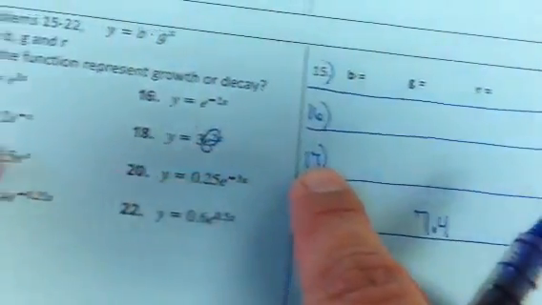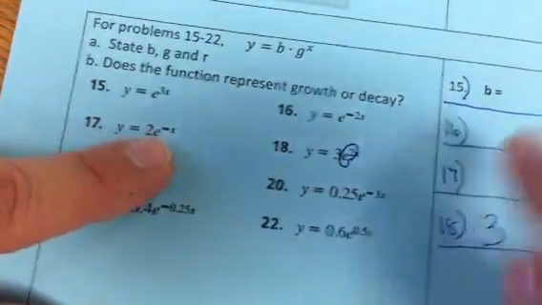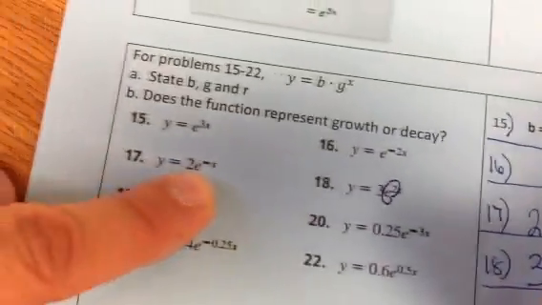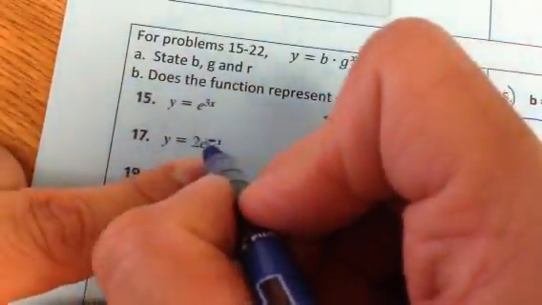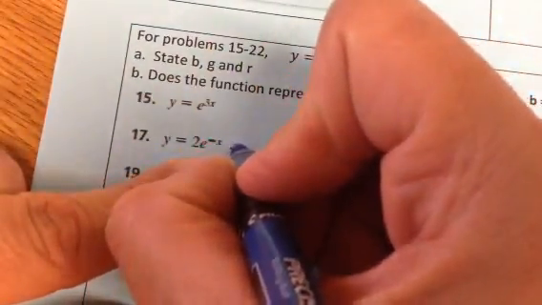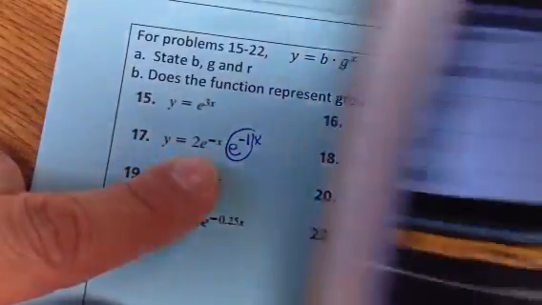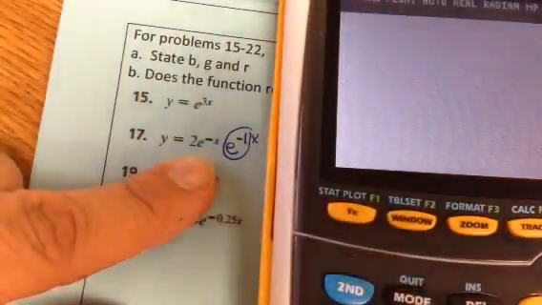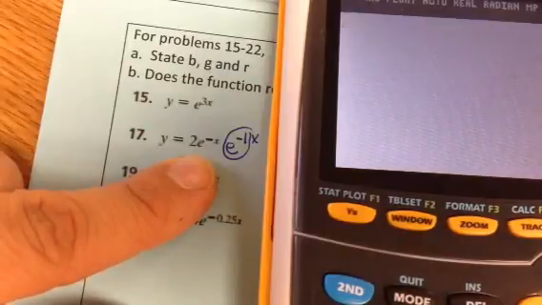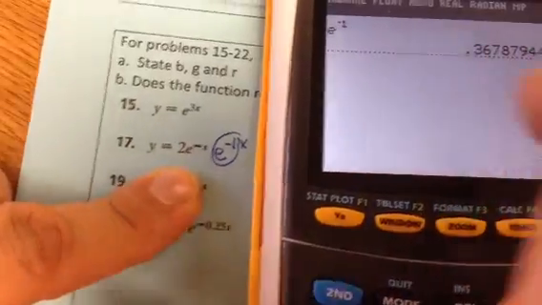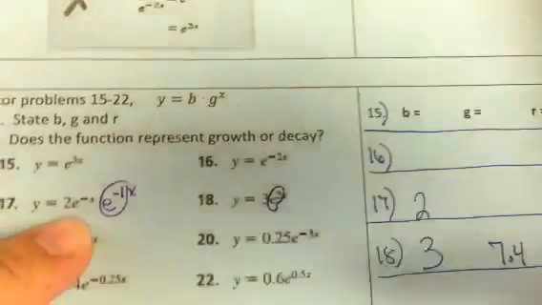Let's take a look at 17. So on 17, b is 2. And again, it looks like g is just the e, but it's really e to a negative first power. So you need to go to your calculator, second ln, put negative first, and realize that g is, we're going to go 2 decimal places, 0.37.